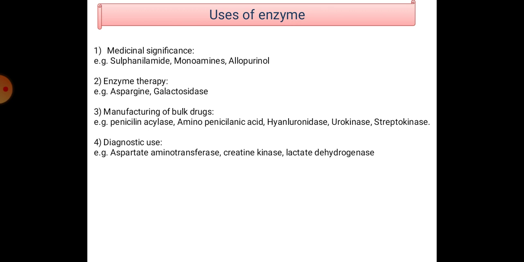Next kind of use is diagnostic uses. The enzymic pattern is different for different tissues in higher animals. For example, aspartate aminotransferase and lactate dehydrogenase are seen in cardiac and hepatic tissues, while their proportion is very low in other tissues. Such enzymes are called marker enzymes.